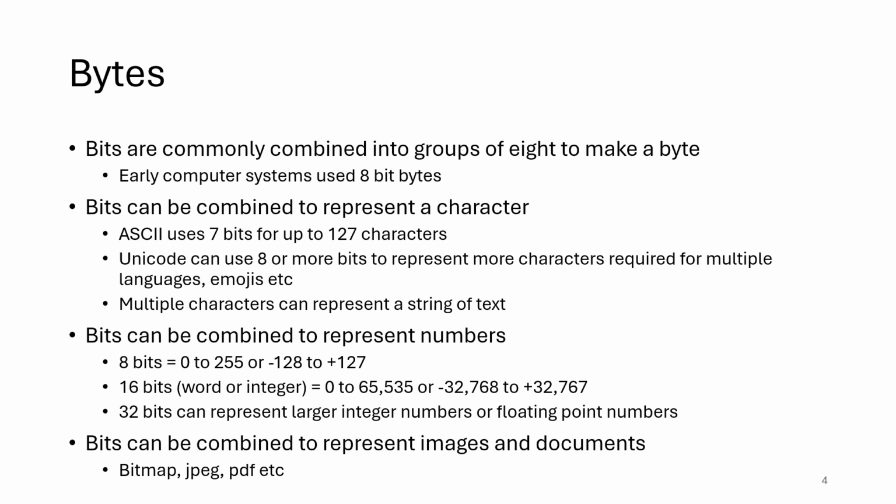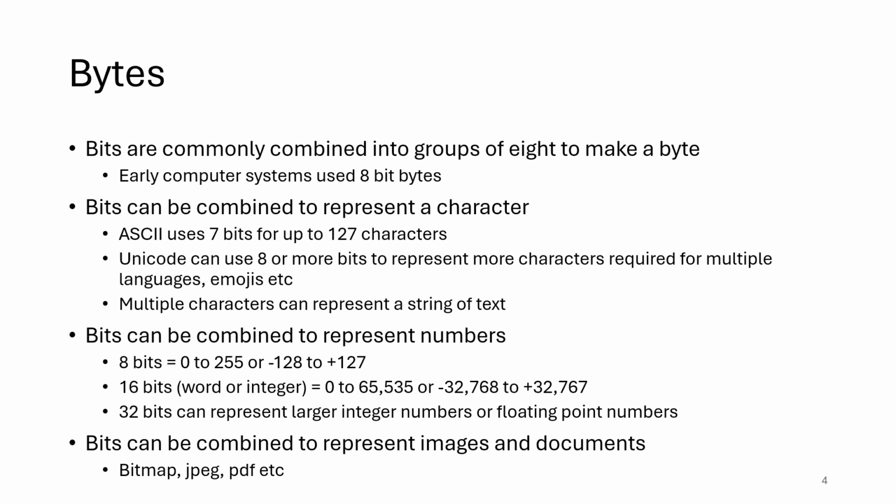Bits can be combined to represent numbers. So for example, 8 bits could represent a number between 0 and 255, or using a signed bit, we could use that to represent a number between minus 128 and plus 127. 8 bits is very useful, so often we use word or integer maths where we use 2 groups of 8 bits, or 2 bytes, or 16 bits, and in this case we can represent numbers between 0 and 65,535, or again by assigning a sign bit we can go from minus 32,768 up to plus 32,767.